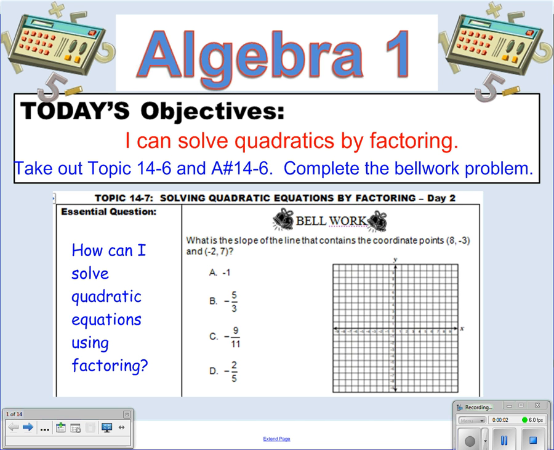This is topic 14-7, solving quadratic equations by factoring, day 2. Our essential question today is how can I solve quadratic equations using factoring? Our bell work is a review problem. What is the slope of a line that contains the coordinate points (8, -3) and (-2, 7)?